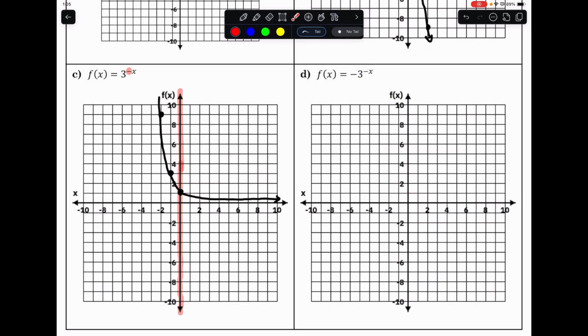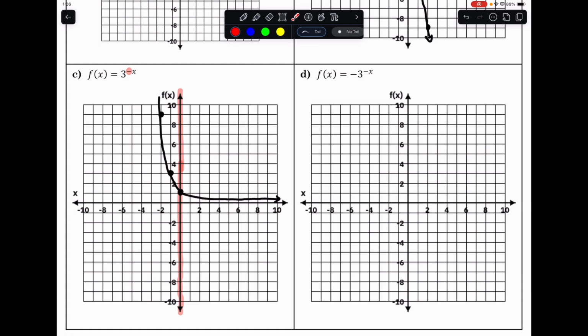So if I reflect this graph across the x-axis, across this line right here, that's going to make it go upside down. So we're still going to move towards the horizontal asymptote, okay, but it's going to do it from below because of that right there. So this negative sign right here is just simply putting the graph below the x-axis.